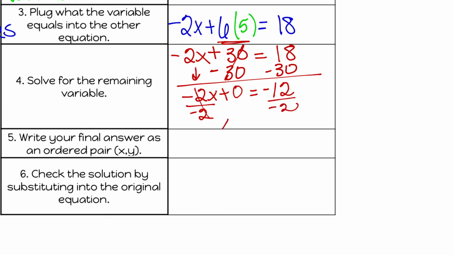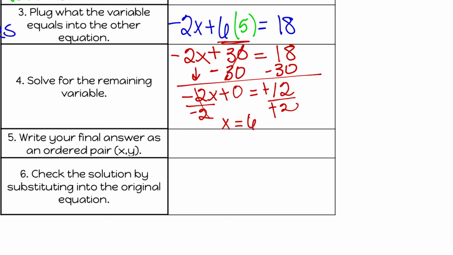So x, I'm going to leave out that 0. I don't need it. X equals negative 12 divided by negative 2. I know a negative divided by a negative is a positive, so I'm going to march straight through those lines. We don't have a negative anymore. 12 divided by 2 is 6.